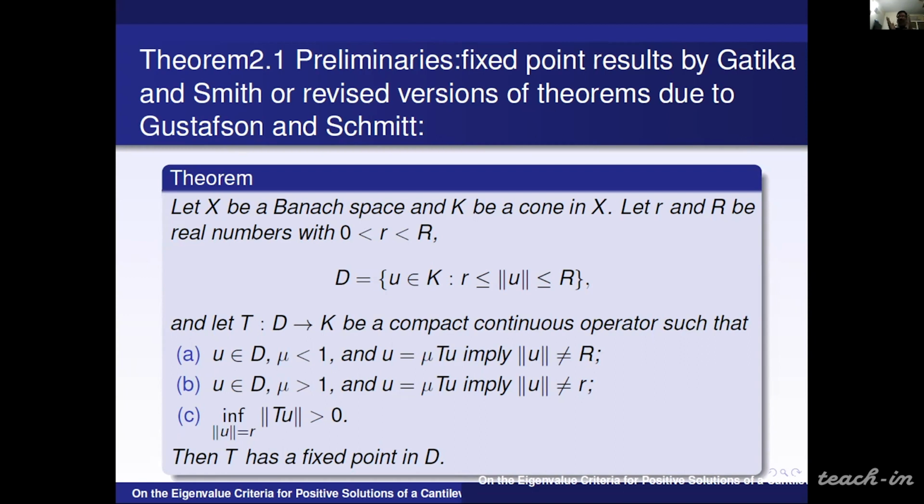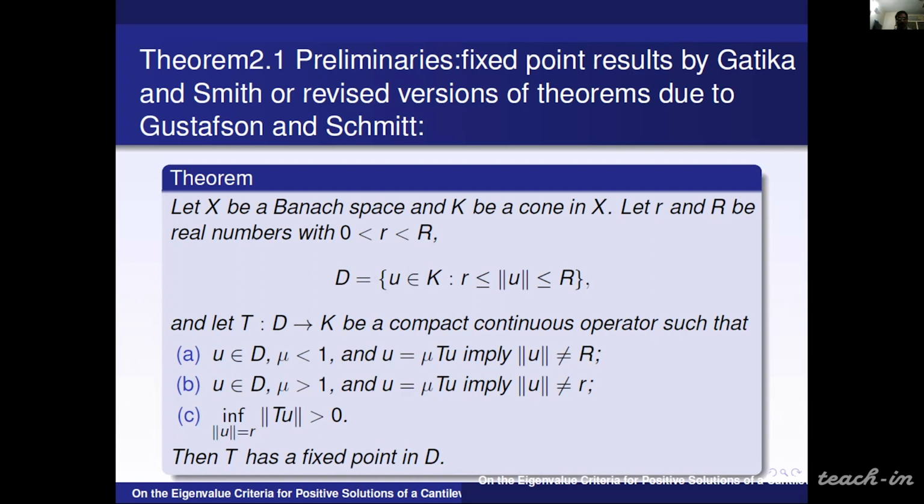Suppose a Banach space is there and a cone is given to us. Inside that cone, define a region D that is bounded by the norms ||u|| equal to r and ||u|| equal to R. If you consider a domain D like that, u is in K, K is the cone in the Banach space X, such that r ≤ ||u|| ≤ R. And if T is an operator that maps from D to K, satisfying this property: u is in D and ||u|| = R, and mu is less than 1, and it satisfies the equation u = mu Tu, then it will never happen that the norm is on the boundary ||u|| = r.